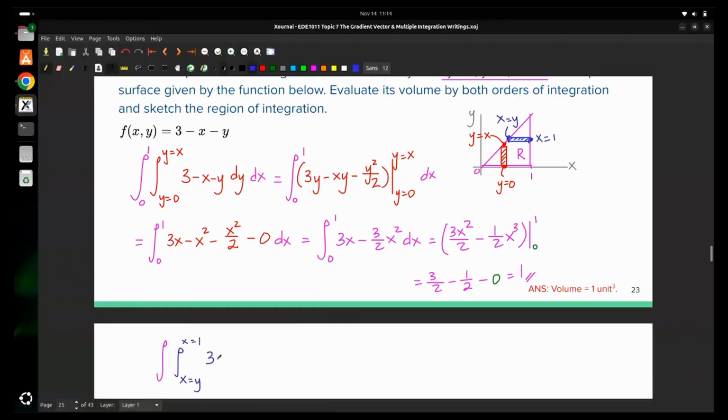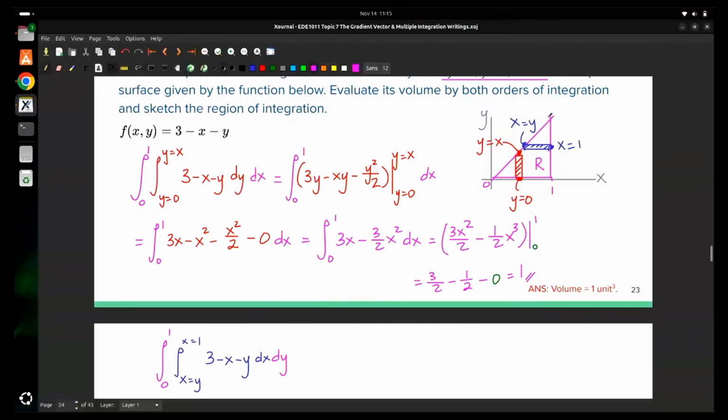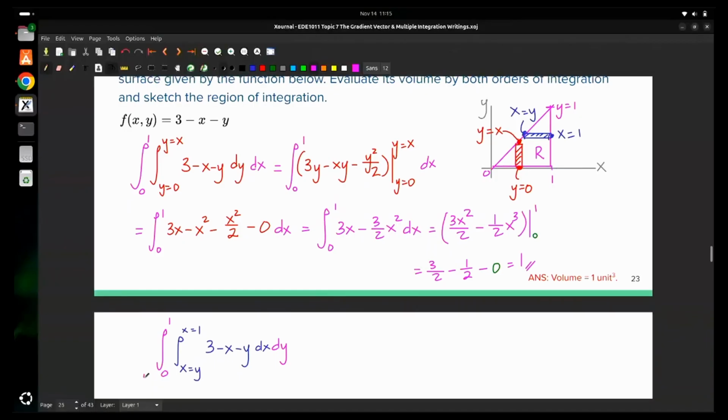Then it's the same function, which cannot change, it's given. But you do dx first, followed by dy. So y must be from y equals 0 to y equals 1. I draw it a bit bigger so you can see that this point is y equals 1. So x equals 1, y equals 1. So y goes from 0 to 1 because you sum up all the horizontal slabs. Just to be clear, y equals 0 to y equals 1.